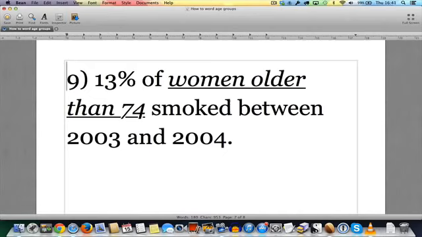Okay, and the same would be true if we were dealing with the other side of the spectrum, which would be perhaps an age that starts from birth and maybe goes to, say, 12 or something like that. We might reference that as women younger than 12 or girls younger than 12.